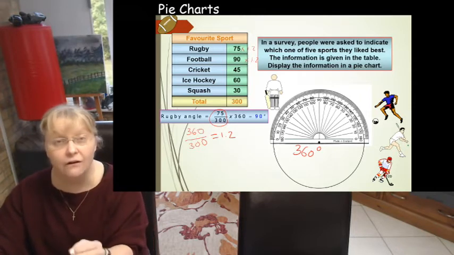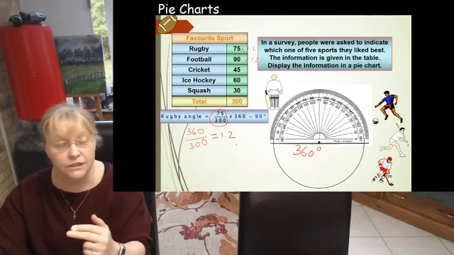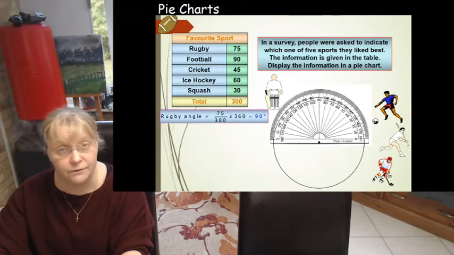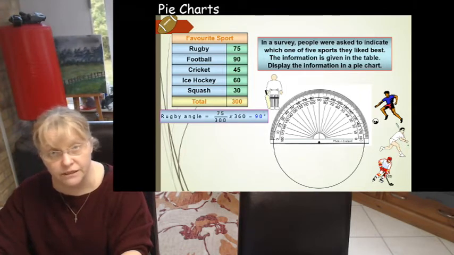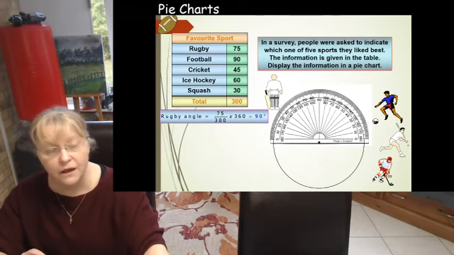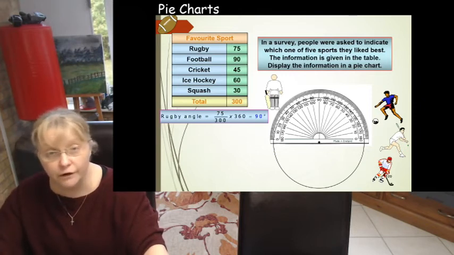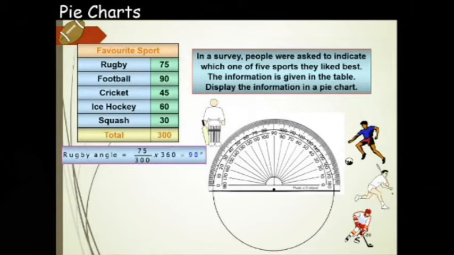So that is the faster way to do it. But if you do not understand how to do this, just go back to making the 75 a fraction of the number and multiply by 360. So now that you've seen that, try to do the rest for football, cricket, ice hockey and squash.